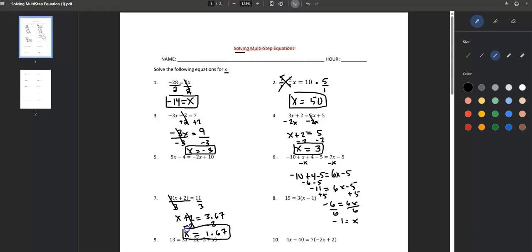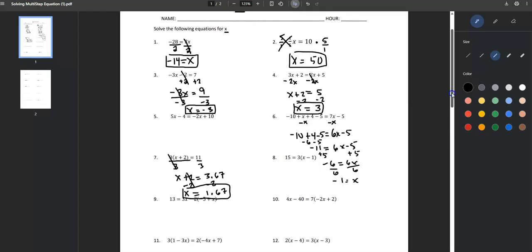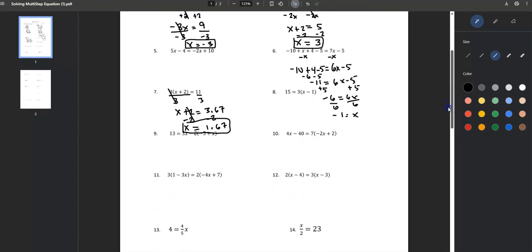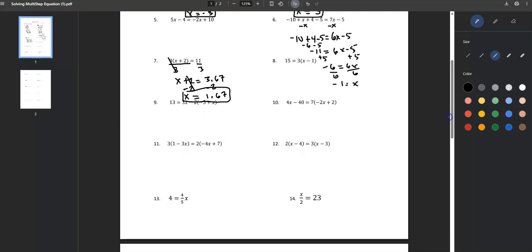So again, that's how I would deal with those parentheses. Again, you can actually just distribute this 3 through and then subtract and divide, and it'll give you the same thing. I just feel like solving, instead of guessing and checking, is like a shortcut, and so we might as well do it the shortest way possible that we can. Okay.